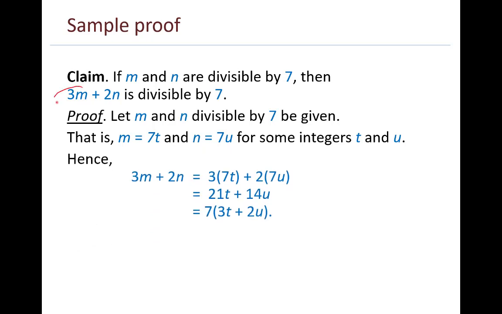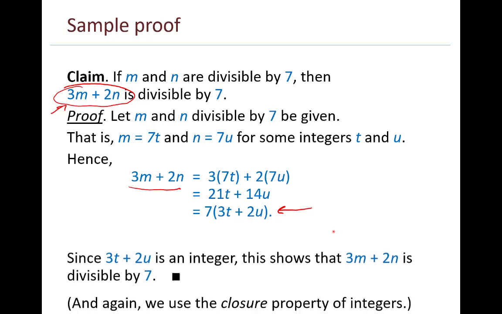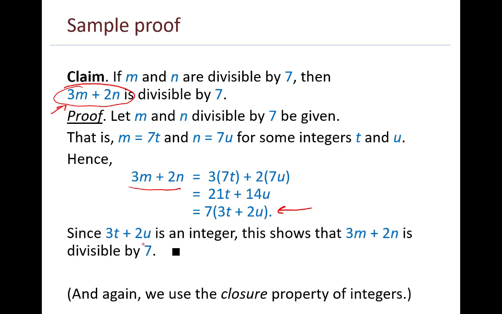So I'm looking at my conclusion and I want to say something significant about 3m plus 2n. So 3m plus 2n equals, now substitute for m, substitute for n, the 7t and the 7u, do some simplification, and I end up with 7 times (3t plus 2u). Well, since 3t plus 2u is an integer, this shows that 3m plus 2n is divisible by 7. And again, incidentally, we use the closure properties of integers.